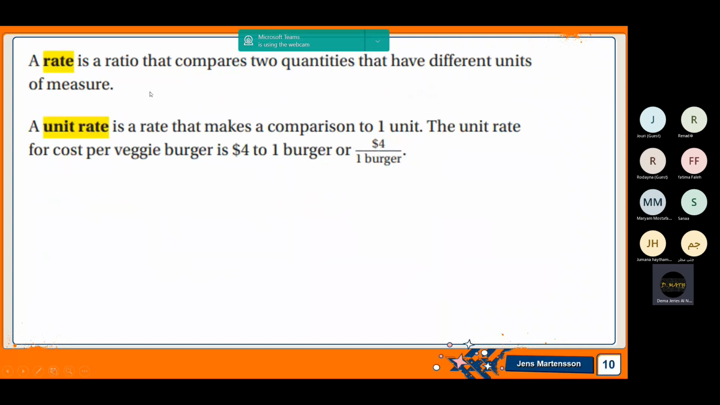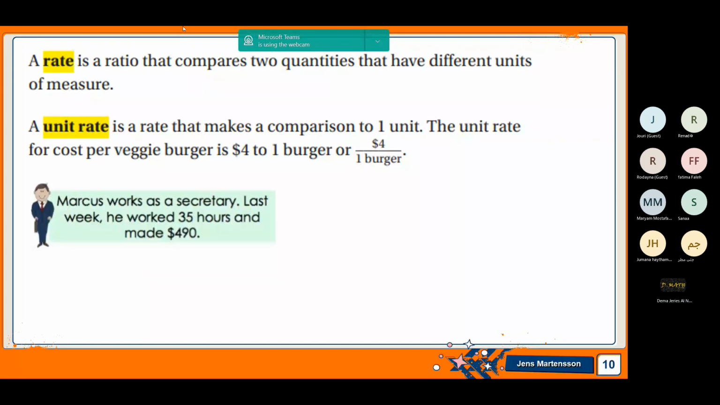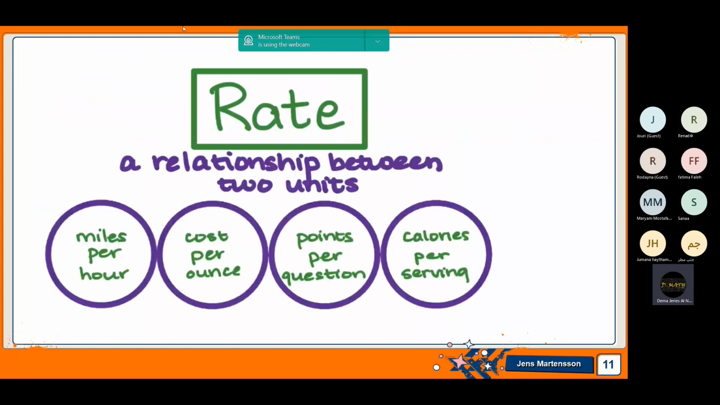Now we talk about a rate. We said that a ratio is the measure, or you can say the division, of two quantities. But a rate is a special case of ratio. It is a ratio where I divide two quantities that have different units, such as miles per hour, cost per ounce, points per question, and calories per serving. We talked about these steps here.